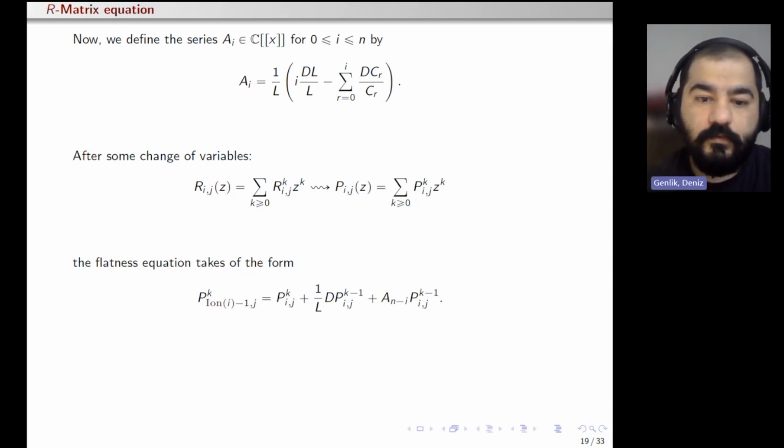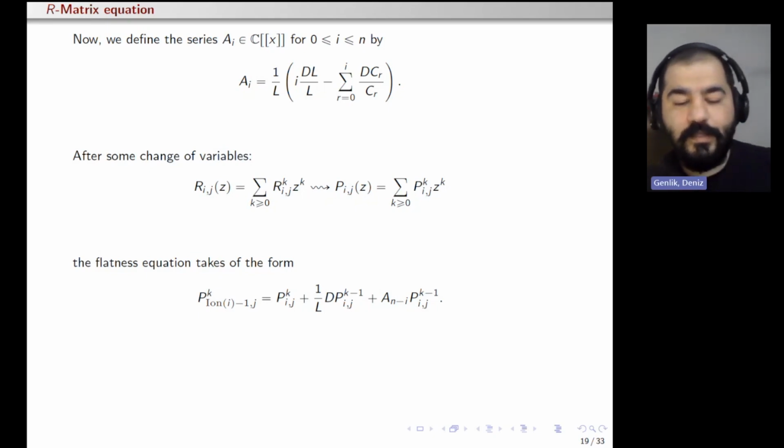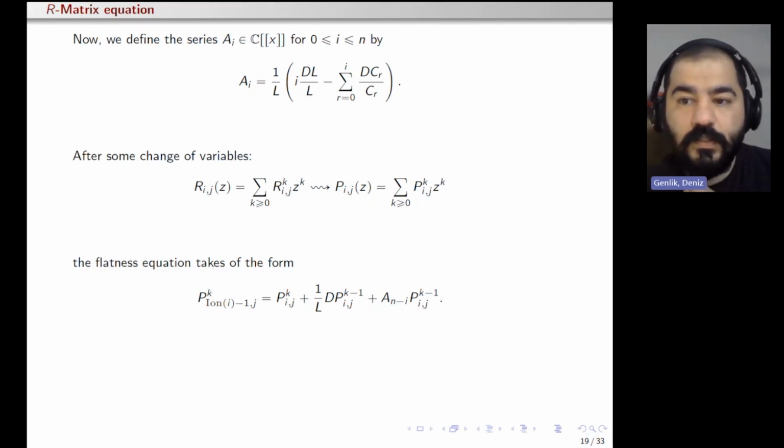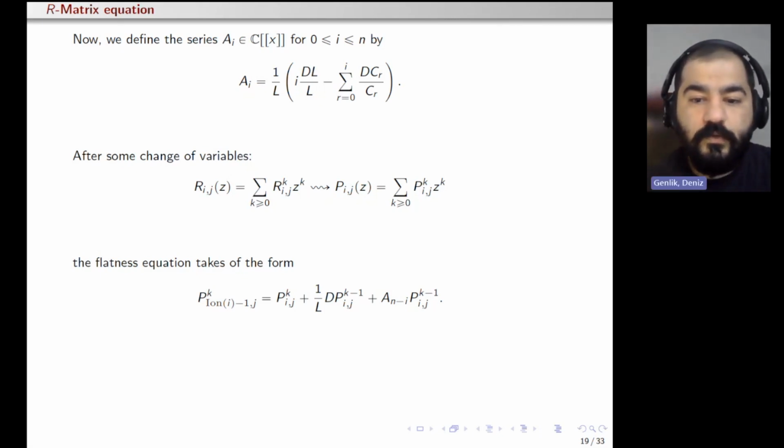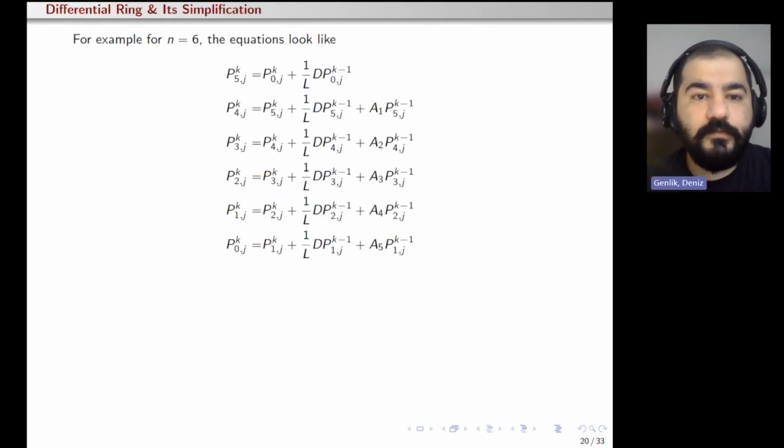And then your flatness equation takes this form. And this ION is an involution. It's just an involution of the discrete set of numbers from 0 to n. It replaces 0 and n and keeps the others the same. But did I answer your question? Yes, thanks. Okay. So this is how our equation looks, and for example, for n equal to 6, this is how it looks.